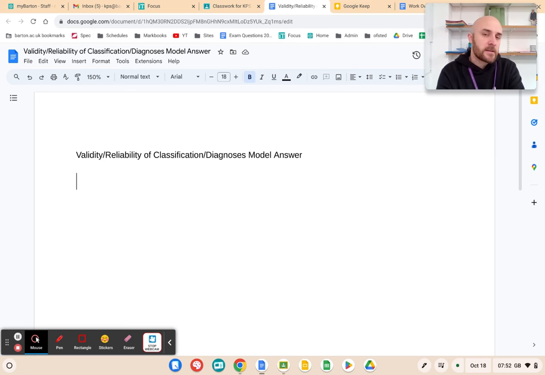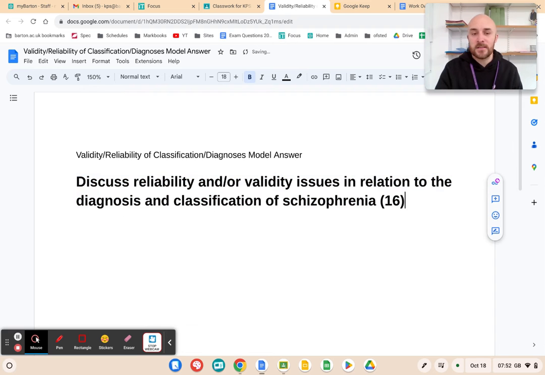This is the hardest, I've said this many times, the hardest bullet point across the 2 years is the first bullet point of schizophrenia. There's so many moving parts to it, and students really struggle to know what's in the AO1 and what's in the AO3. So the question in mind is essentially this. It is discuss reliability and or validity issues in relation to the diagnosis and the classification of schizophrenia. There's a lot of moving parts there.